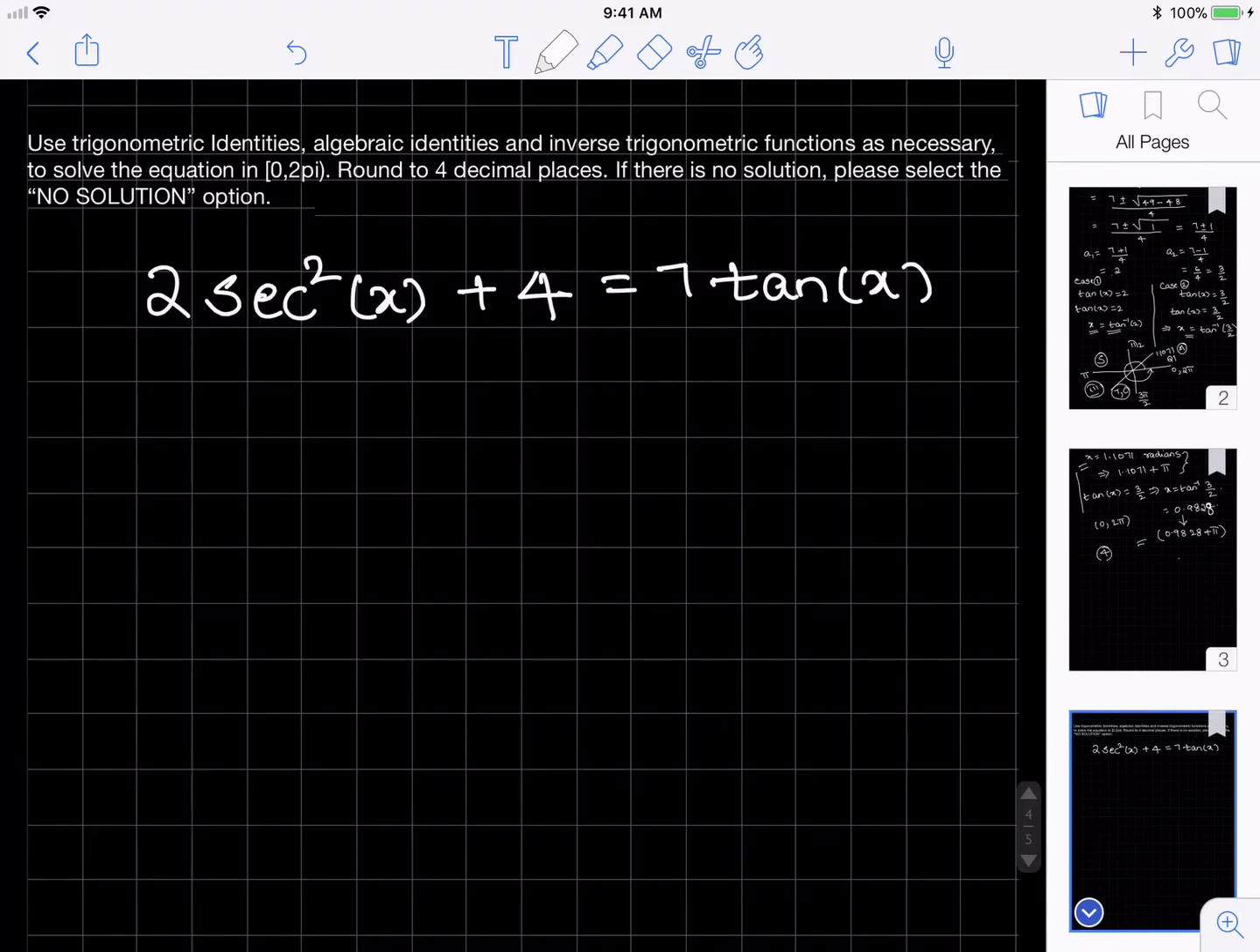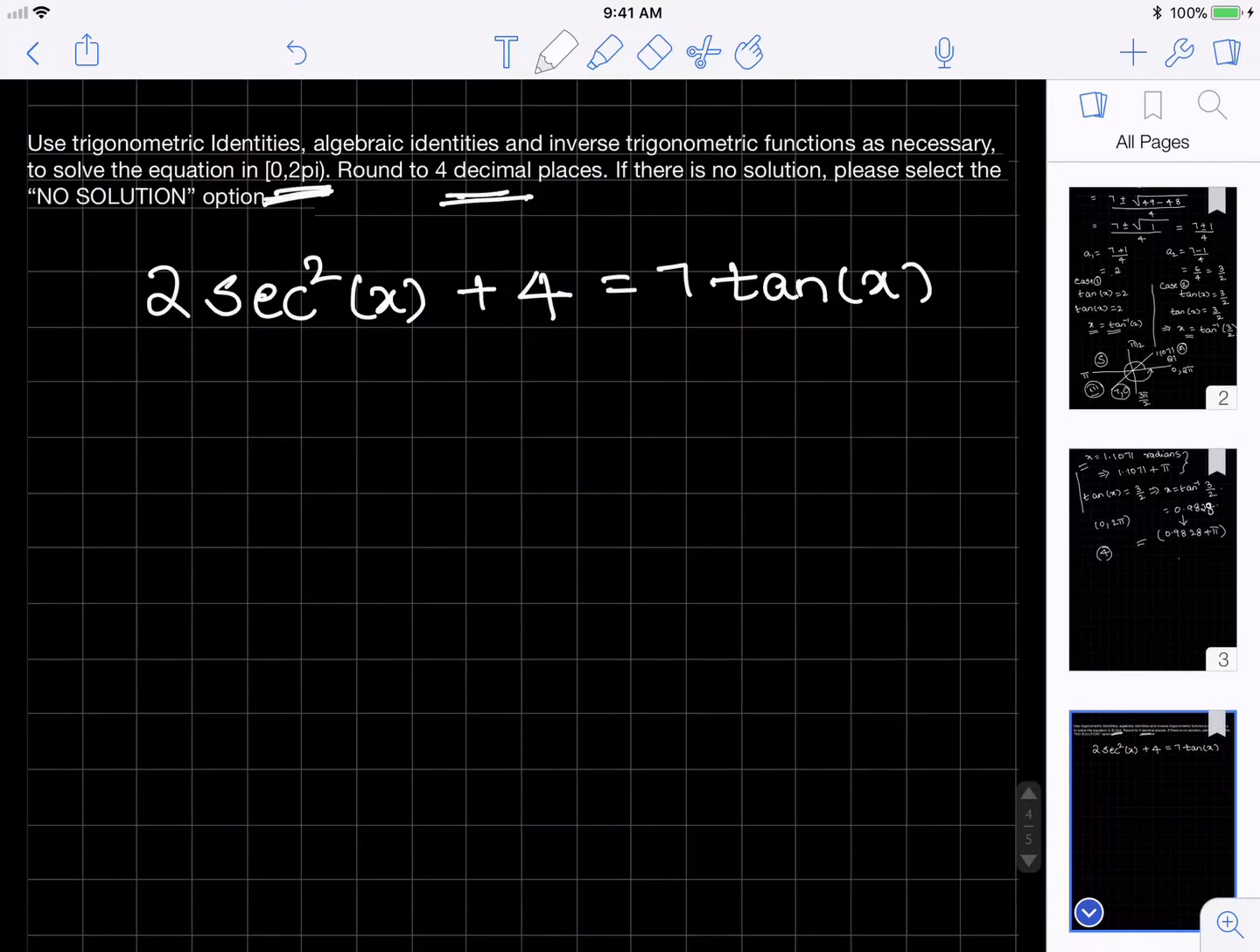So the problem that we have today is: use trigonometric identities, algebraic identities and inverse trigonometric functions as necessary to solve this equation in the given interval 0 to 2 pi. Now they're asking you to round the answer to 4 decimal places. So you do all the steps and for the final answer you round to 4 decimal places. So the given equation is this.